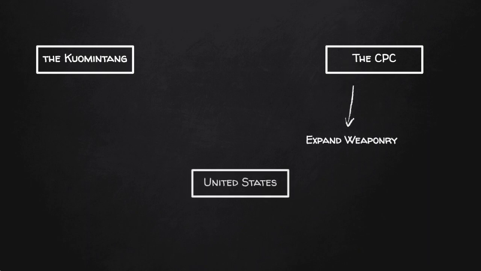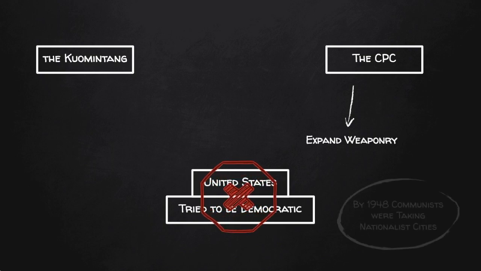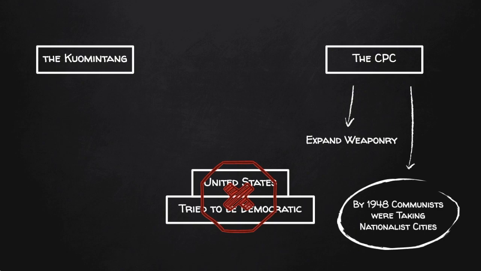The CPC focused on expanding their arsenal, and eventually the imminent danger that China might find itself caused the United States to adopt a more democratic policy. The US suggested that the parties resolve the conflict democratically, however, this was ignored by both. By 1948, the CPC started to advance into nationalist cities, and even though the Kuomintang tried to defend itself, it did not succeed.